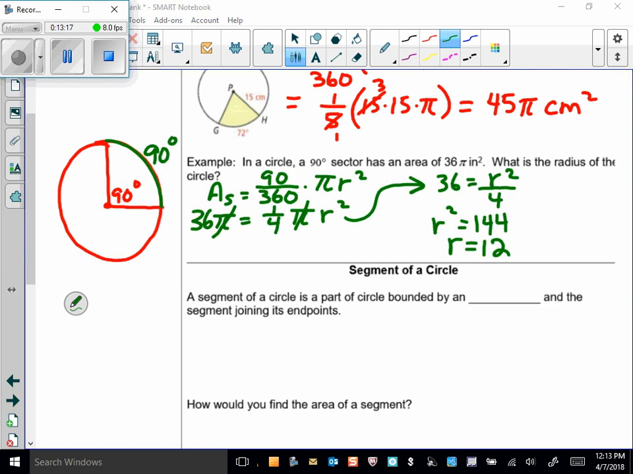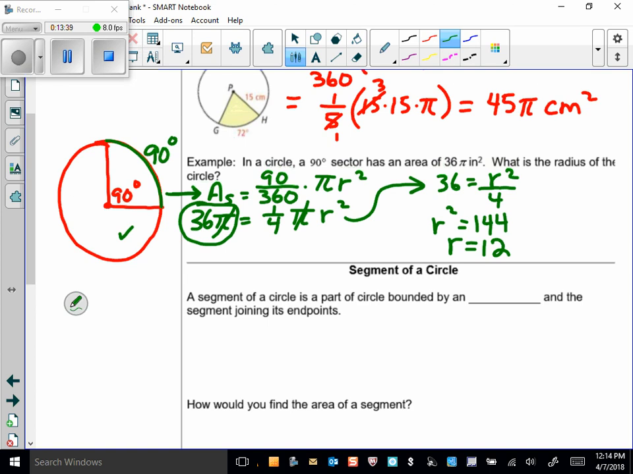Okay, this one was a little bit different because they gave me the area. So I went ahead and drew my picture, wrote my formula. I know the area of the sector is going to be 1/4 of the total area, right? 90 over 360. So then what I had to do is plug in the area that they gave me to find the radius.